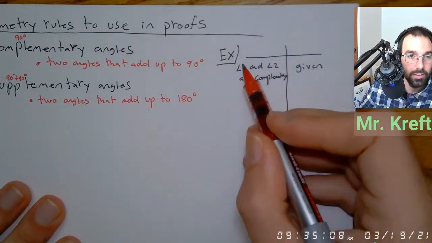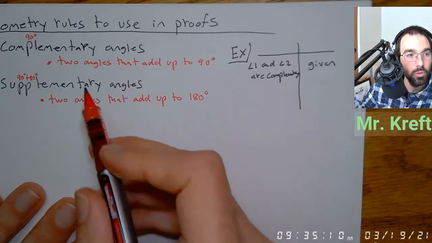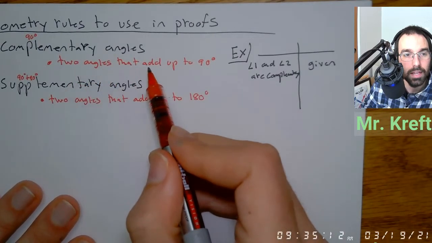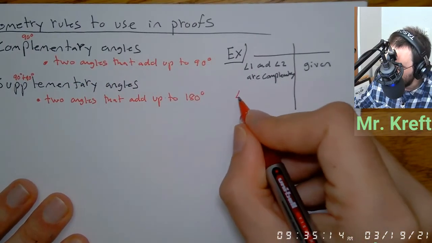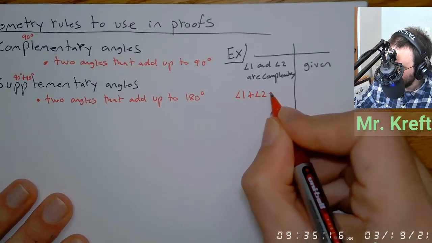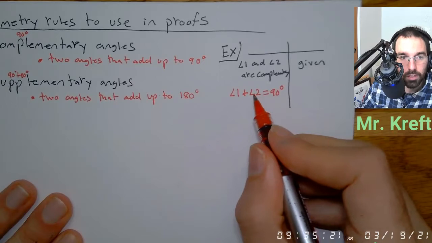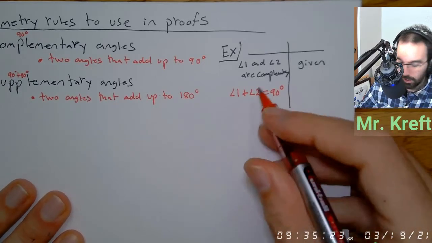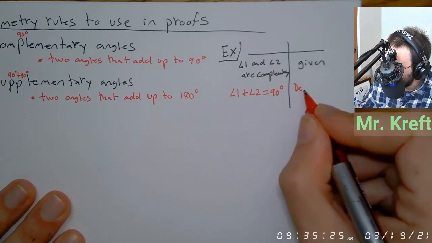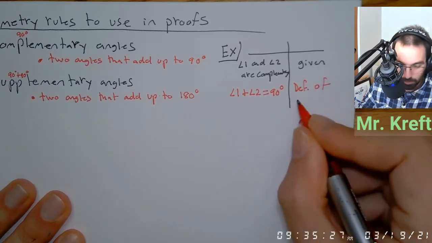So then what can you do with this? Well, if angle 1 and angle 2 are complementary, that means two angles that add up to 90. So I can write an equation. If they're complementary, that means this, right? And what I would write is the definition of complementary.